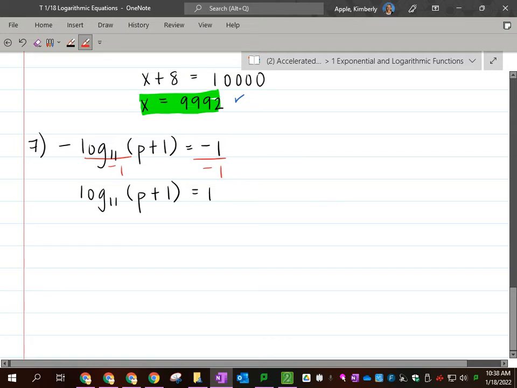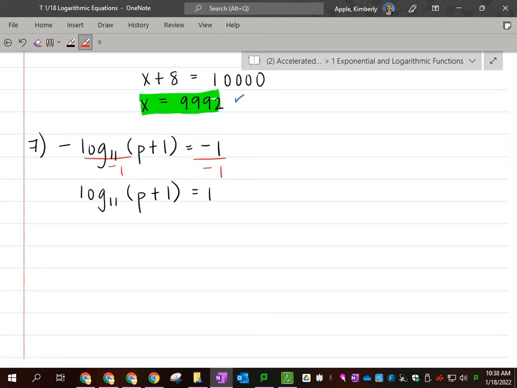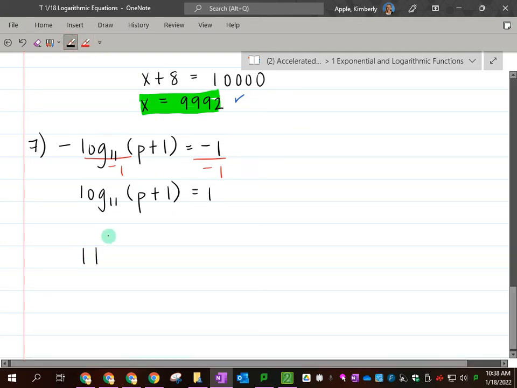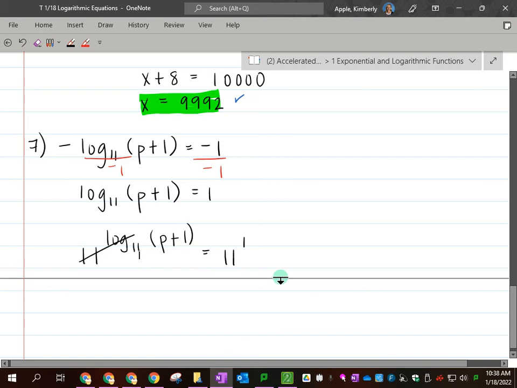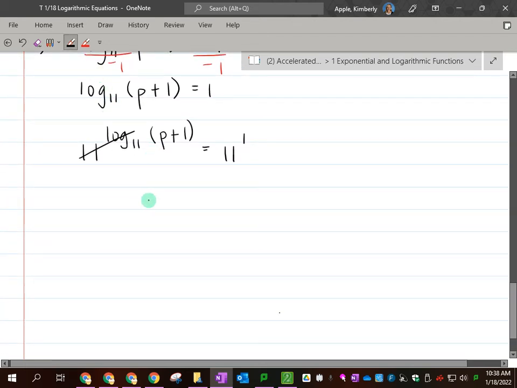Now I have a log that's by itself on the one side. Nothing else messing with it. No negative, no coefficient, nothing like that. And now I can go back to my normal trick. So 11 to the log base 11 of p plus 1 equals 11 to the first power. Just eliminate that completely. So p plus 1 is equal to 11 to the first, which is just 11. And so we'll just subtract 1 from both sides now.